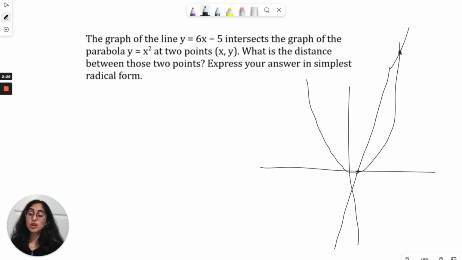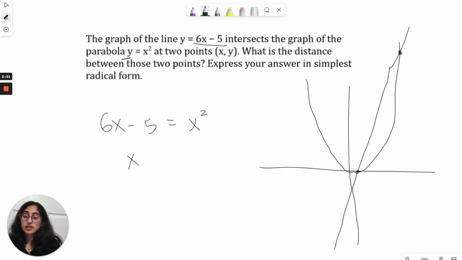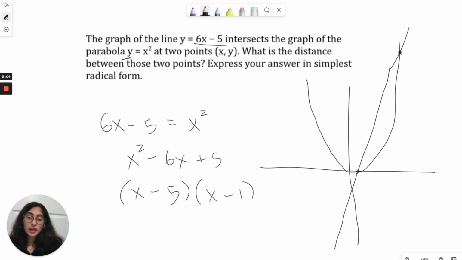In any case, how are we going to find where these 2 graphs intersect? Well, where they intersect, the x and y coordinates have to be the same. So let's take our y coordinate for this line and plug it into y for the parabola. So we're substituting 6x minus 5 equals x squared. It's just a system of equations, just like you do when you're doing 2 lines, except now we just have a line and a parabola. So we can bring this 6x minus 5 to the right side to get x squared minus 6x plus 5, which factors into x minus 5, x minus 1. And so now we find that our x coordinates are 1 and 5.